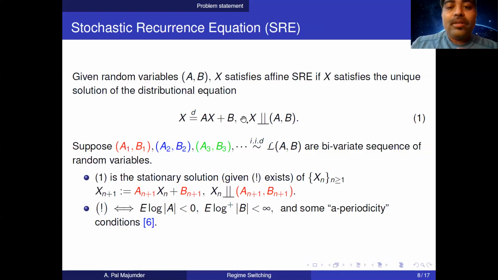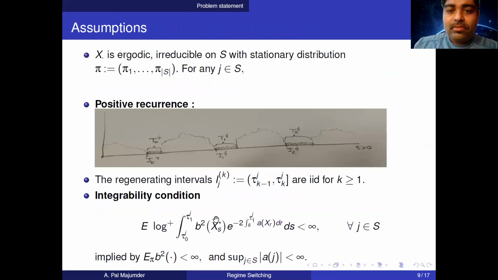Now, for one dimension, we have that this stationary solution uniquely exists if the expectation of log of mod A is less than 0 and the expectation of log plus mod B, that is the log of the maximum of mod B and 1, is finite, and also some other condition which is only required in some non-regular cases, but for regular cases we can just omit that part.